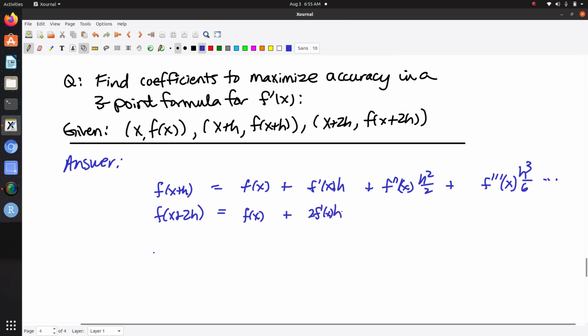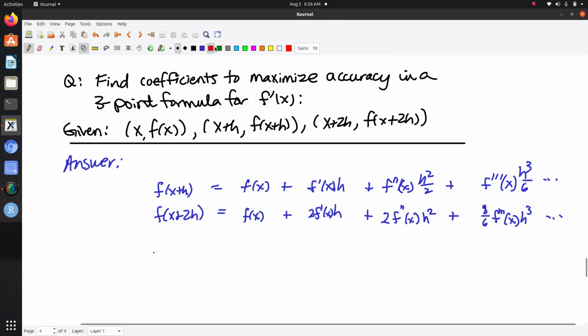This time I get 2 times h, and instead of h squared I'm going to square 2h, so it's going to be 4h squared divided by 2, so it's still going to be a 2, ironically. And now I'm going to get an 8 coming out, so it's an 8 over 6. I'm going to leave it as 8 over 6. And I know in advance that I'm not going to end up using that term.